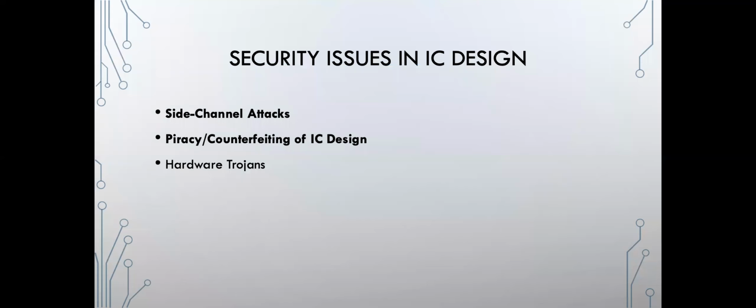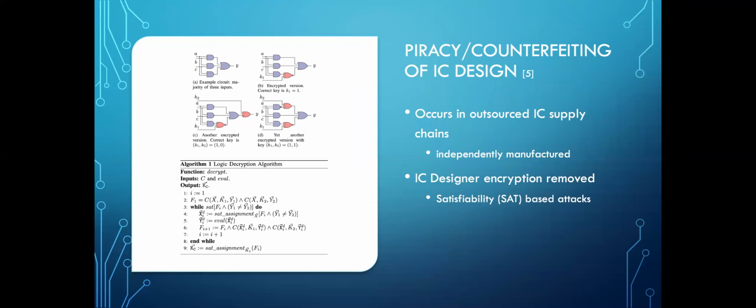So next we'll be discussing piracy and counterfeiting of IC design. Piracy and counterfeiting of IC design is problematic because, one, it leads to unauthorized production of chips. So this is essentially stealing. Two, out of specification, defective ICs can make their way to market. And as you can imagine, this is harmful, particularly in critical environments.